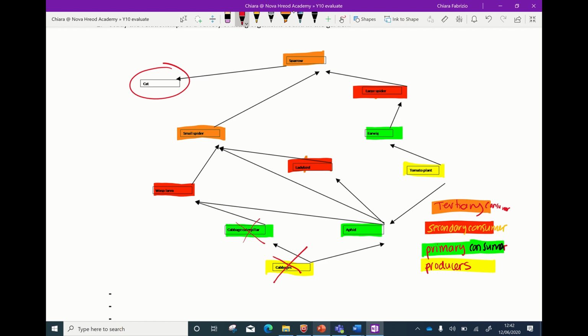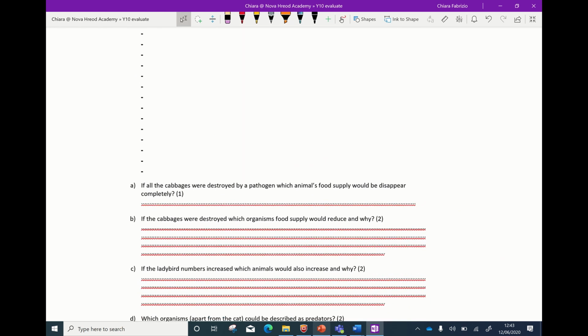And I can see that the aphid is also feeding on cabbages. However, it's also feeding on the tomato plant. So even though it might not have any cabbages, it will still have this source of food, so the tomato plant. So the aphid will be fine, but the cabbage caterpillar won't, because he only feeds on cabbages. Okay, so that would answer the first question for you.